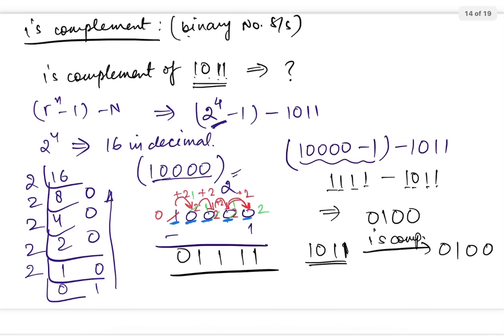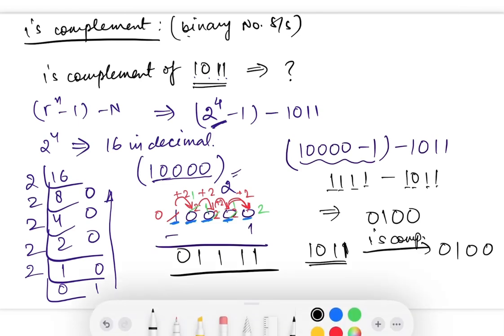What was the rule? To calculate the r minus 1's complement of any number system, subtract each digit of that number from the biggest available digit in that number system. If we are talking about the binary number system, then the biggest digit available in binary is 1. Subtract each digit of N from 1. So this is what we have done.